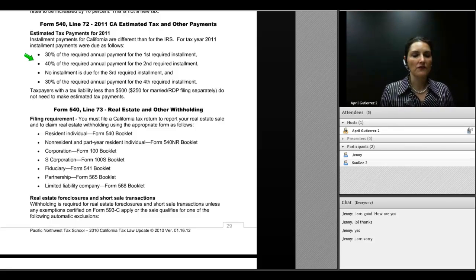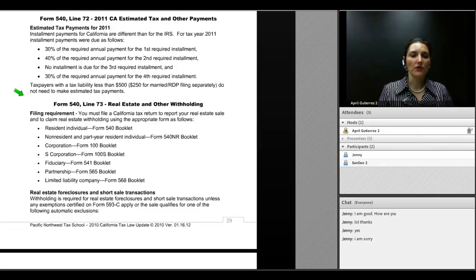That's the federal system. California says, no, we're going to be different. They want 30% on that April 15 deadline, 40% on the June 15 deadline. No installment is due at all for the third quarter, and the fourth quarter that is due on January 15th through final 30% is required to be paid. If you have a liability on your California return of less than $500, you do not need to make estimated tax payments, and of course, on the federal return, that difference is $1,000.